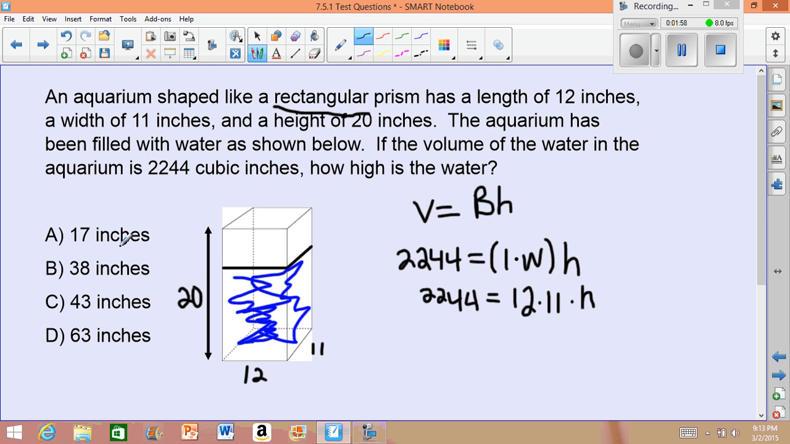So which one of these four numbers can we plug in to get the correct answer? If we use some logical thinking, the maximum height that our prism can be filled with water is 20 inches. So if we look at our answer choices, 3 of them are more than 20 inches. The only one that's left that's less is answer choice A. So if I multiply 12 times 11 times 17, I should get 2,244. So you have to use a little bit of logical thinking. You cannot have it filled over the 20 inches because that is the maximum height.